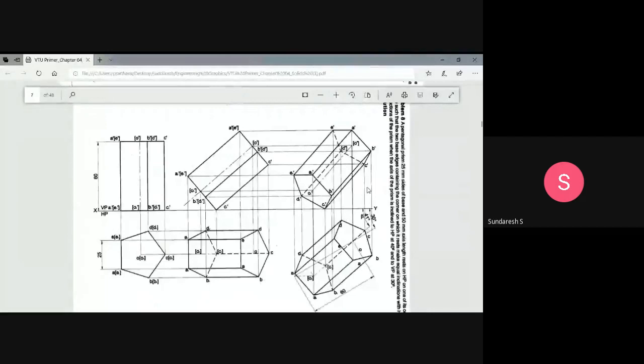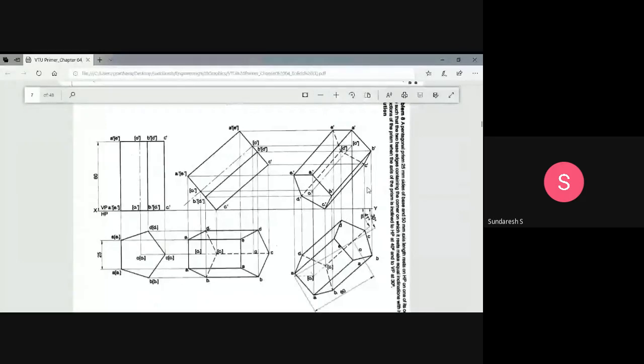Including that axis point, always draw the vertical projector from each point including the axis, and similarly the horizontal projector from the second position front view. This is the same common procedure. Once you get the third position top view, just project to the front view with each point including the axis.